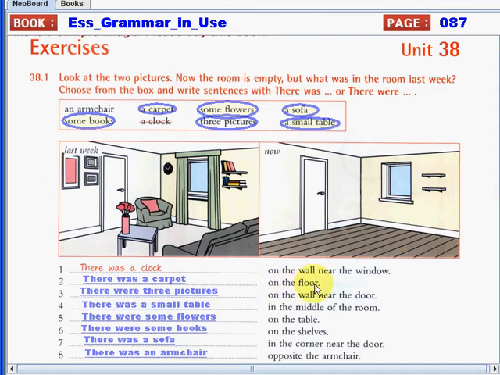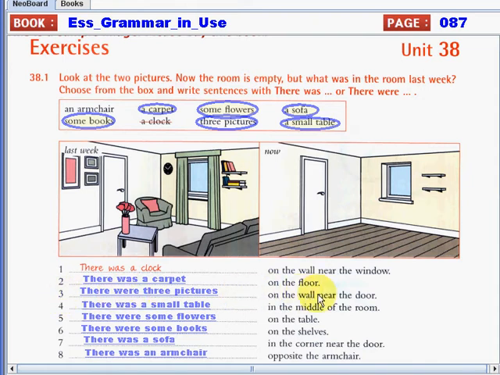Blank on the floor. Look at the floor here and the floor on the second picture. Yes, there is a carpet. Okay, let's look at here, a carpet. So, one subject and in past tense, so we will write there was a carpet on the floor. Let's go now on number 3.